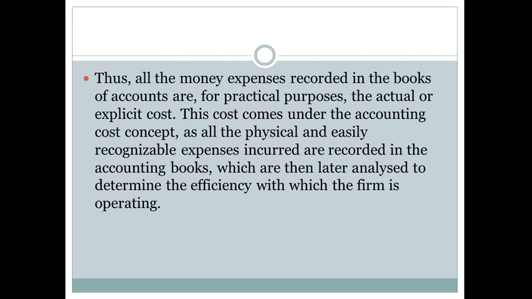Here, this cost comes under the accounting cost concepts. All the physical and easily recognizable expenses incurred are recorded in the accounting books, which are then later analyzed to determine the efficiency with which the firm is operating. So these types of costs are recorded in the books of accounts, and these records or entries are further analyzed and checked, to see whether the firm is efficient or not.